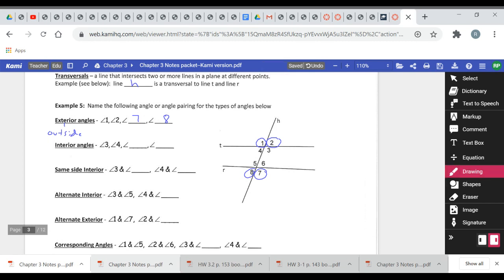Okay, so now let's look at another one. The next one says interior angles. So for the interior, I think of the inside angles. Like if I'm going to paint the interior of my house, it's the inside of my house, or an interior designer works with decorating the inside of the house. So they're giving you some examples that 3 and 4 are interior angles. So hopefully you're seeing that angle 5 and 6 are also interior angles.